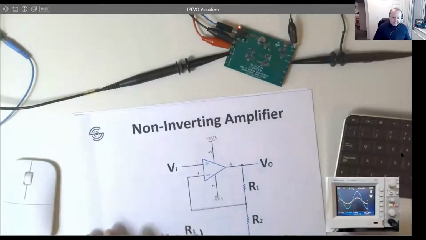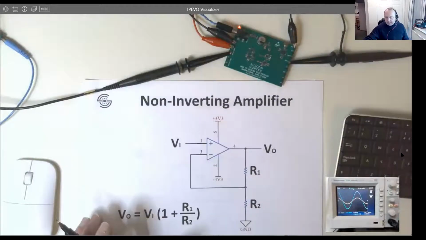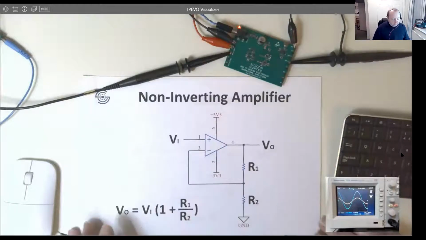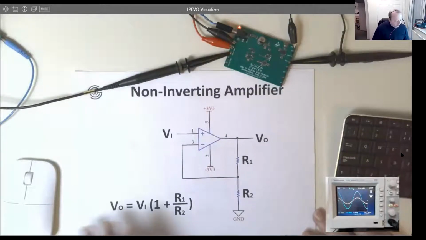Right. Okay. So overrunning there just by a second or two. So let's have a look at our first experiment, which is brilliant. Right. The non-inverting amplifier, one of the most useful bits of kit.